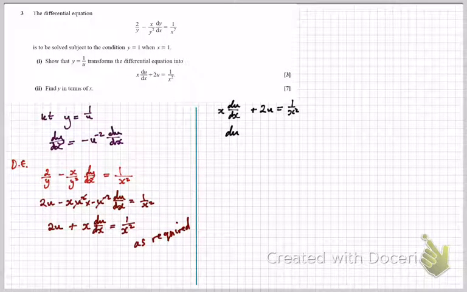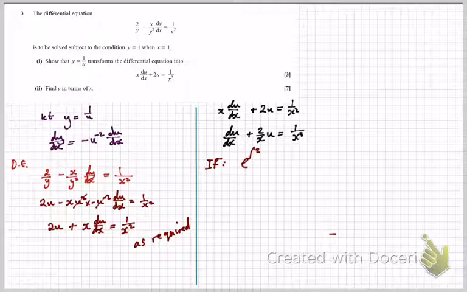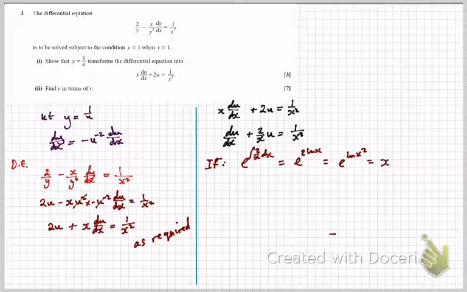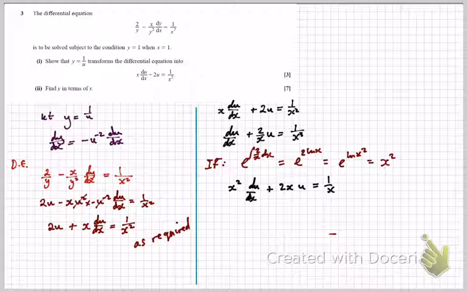Rewriting the equation. Well, to find an integrating factor first, we need to have du/dx on its own. So if we divide through by x, we get the following. The integrating factor is going to be e to the integral of 2 over x dx, which is e to the 2 ln x, which is e to the ln x squared, which is x squared. So our integrating factor is x squared. Timesing through by x squared gives x squared du/dx plus 2xu equals 1 over x.